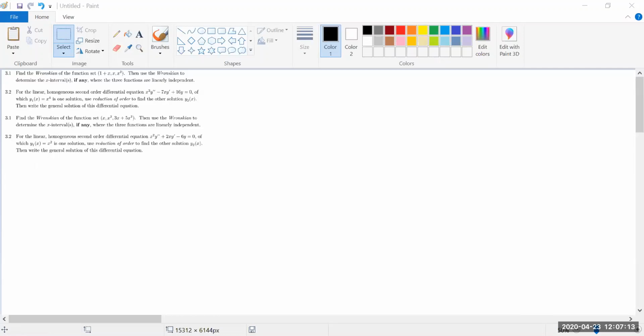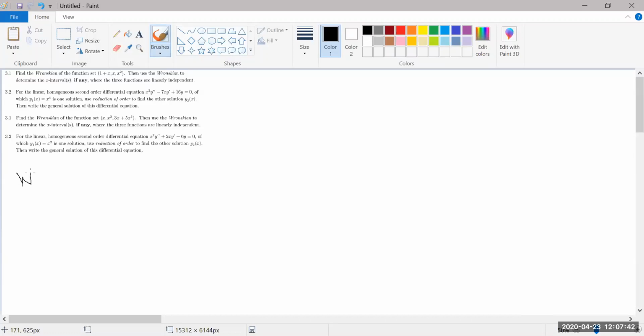Practice exam problems 3 over Wronskians, linear dependency, and one other thing. Okay, this is practice exam 3 problems, and I will just go ahead and start. So 3.1 is just over finding the Wronskian of functions.